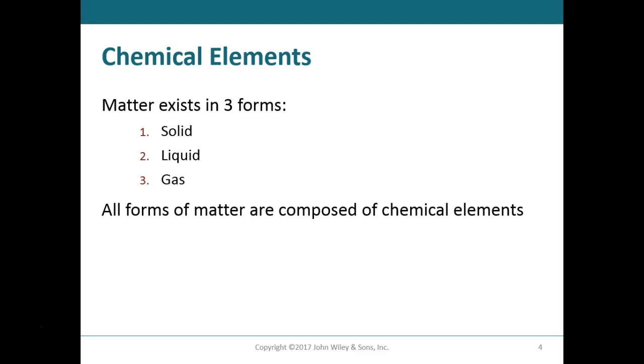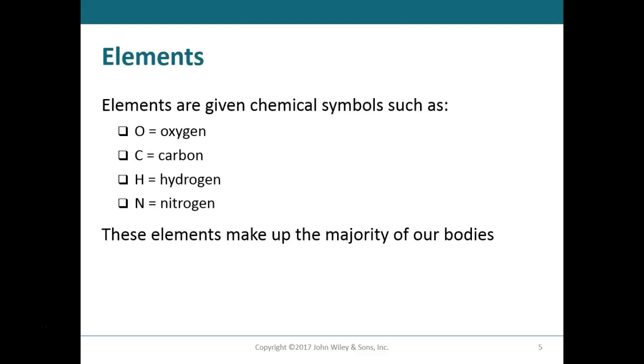All forms of matter, both living and non-living, are made up of a limited number of building blocks called chemical elements. Each element is a substance that can't be split into a simpler substance by ordinary chemical means. Each named element is designated using a chemical symbol of 1 or 2 letters. Some of the more common ones that we're going to see in the human body are oxygen, carbon, hydrogen, and nitrogen. So these elements make up the majority of our body.